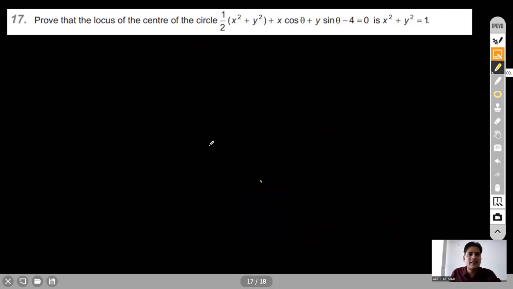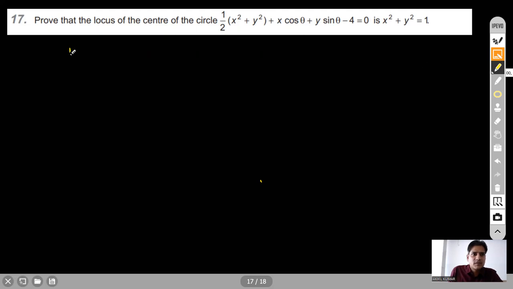But it is saying, prove that the locus of the center of the circle half x square plus y square plus x cos theta plus y sin theta minus 4 equal to 0 is x square plus y square. Means the locus of the center of this circle will also be a circle having equation x square plus y square is equals to 1.